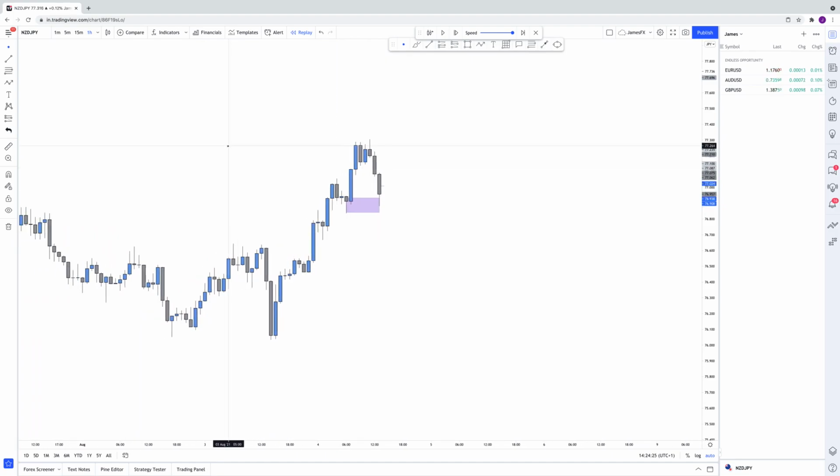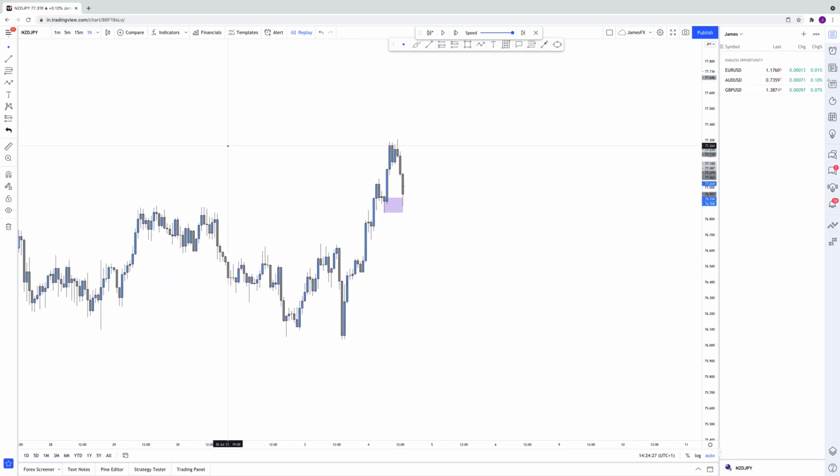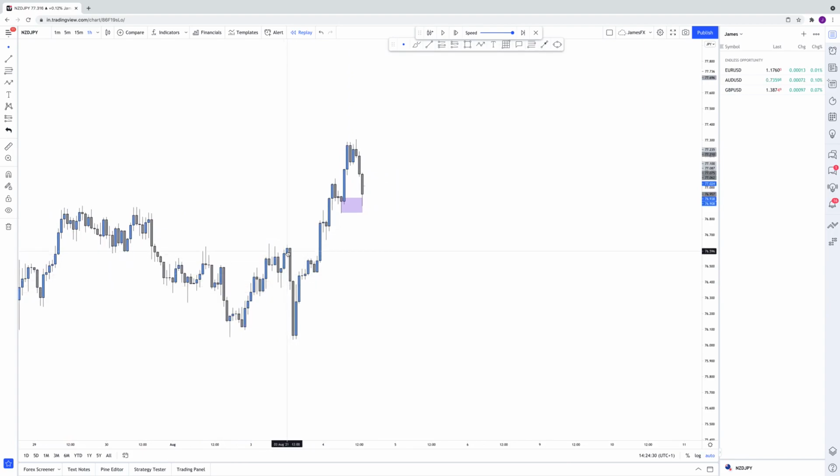Okay, so if we look at what we had previously, we pushed down with this lower low, we took out that low, and we took liquidity, we then reversed, broke structure, and we've been bullish ever since.